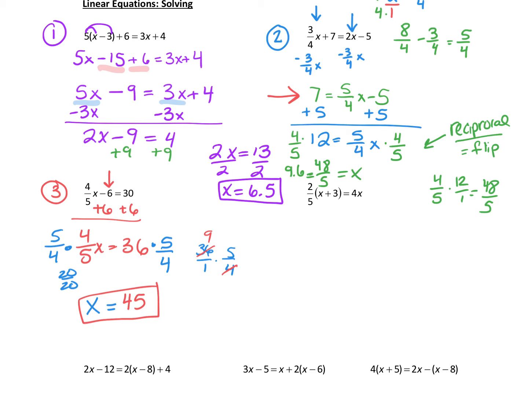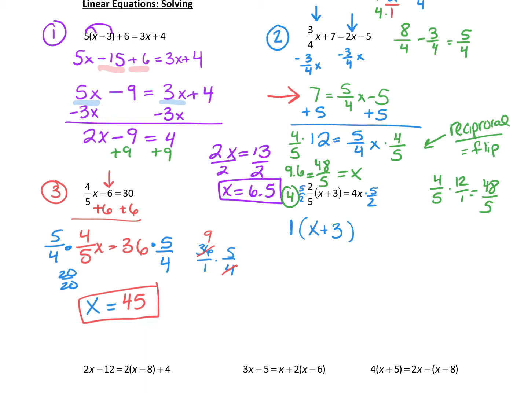In number 4, I have this 2/5 out in front. Now normally when we have parentheses, we distribute. But if I do 2/5 times 3, I'm not going to get a very nice answer. So instead, I can just do the same thing we did in number 3, where I multiply by the reciprocal on both sides in order to get rid of that 2/5 in front. So what I'll be left with is just x plus 3.